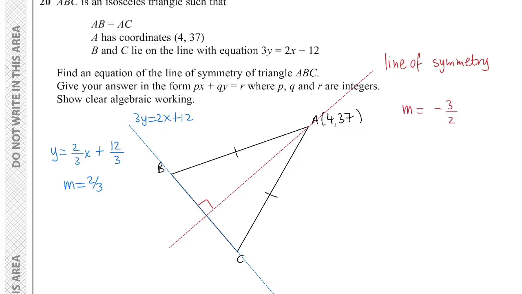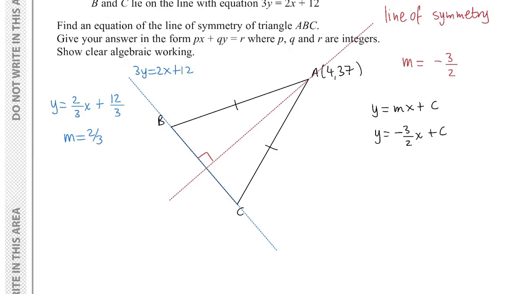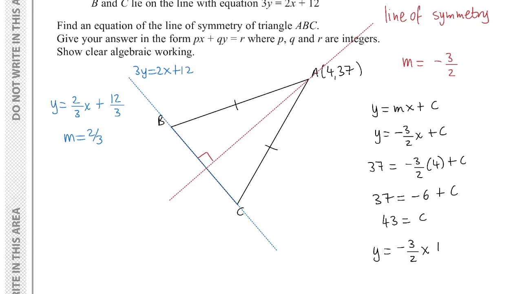So, we were after the equation of a straight line, y = mx + c. What do we know? We know that m is -3/2, so let me just update this into y = -3/2 x + c. And then let's just consider the fact that it passes through (4, 37). So when y is 37, x is 4. So this is giving me 37 = -6 + c. So c is 43. So the line has an equation of y = -3/2 x + 43.